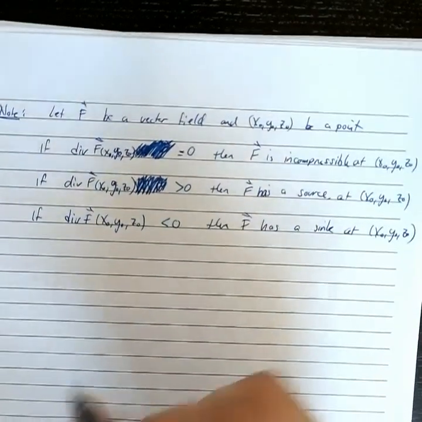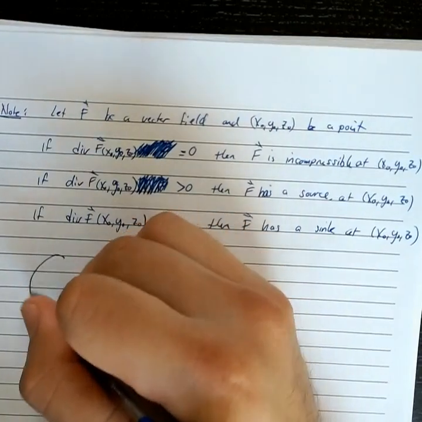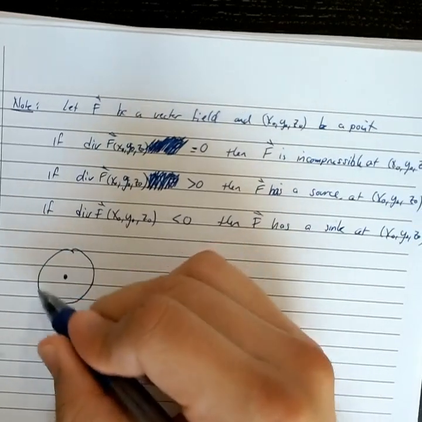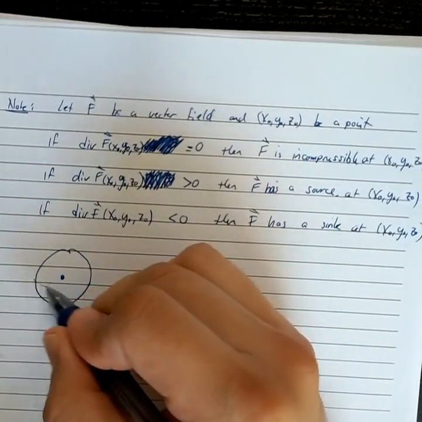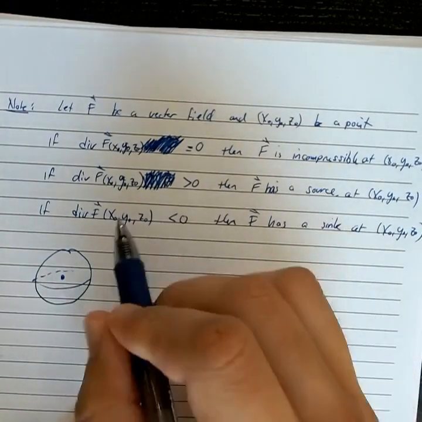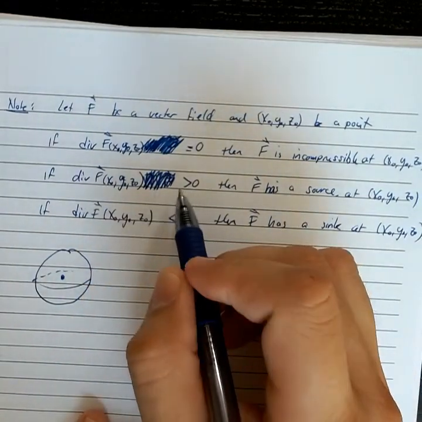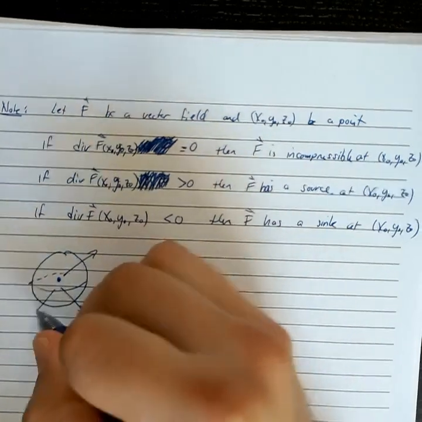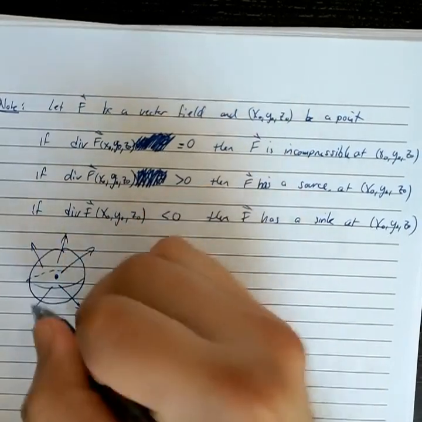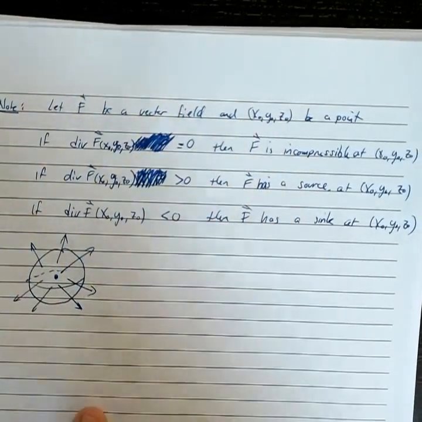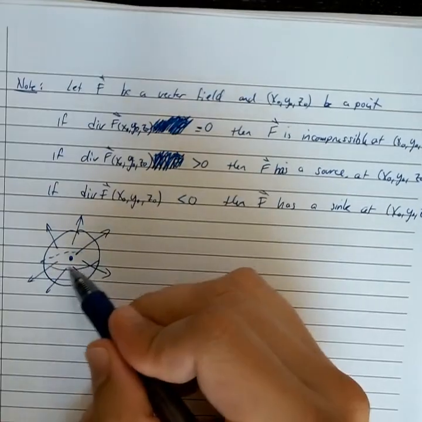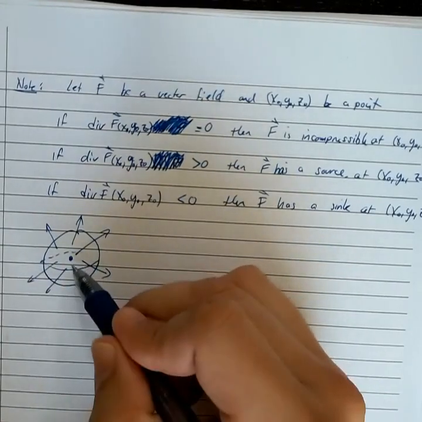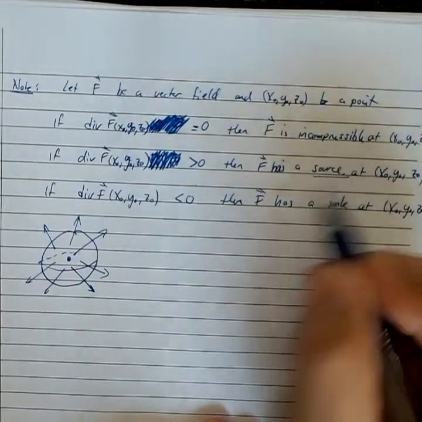Visually, what that looks like is if you have a point in your vector field, imagine you have a little tiny sphere around that point. If the divergence at that point is greater than 0, then from that point outwards, your vector field is flowing only outwards away from that point. So your vectors are coming from that point. They're all moving away from there, so it looks like this is their source, hence the name source.